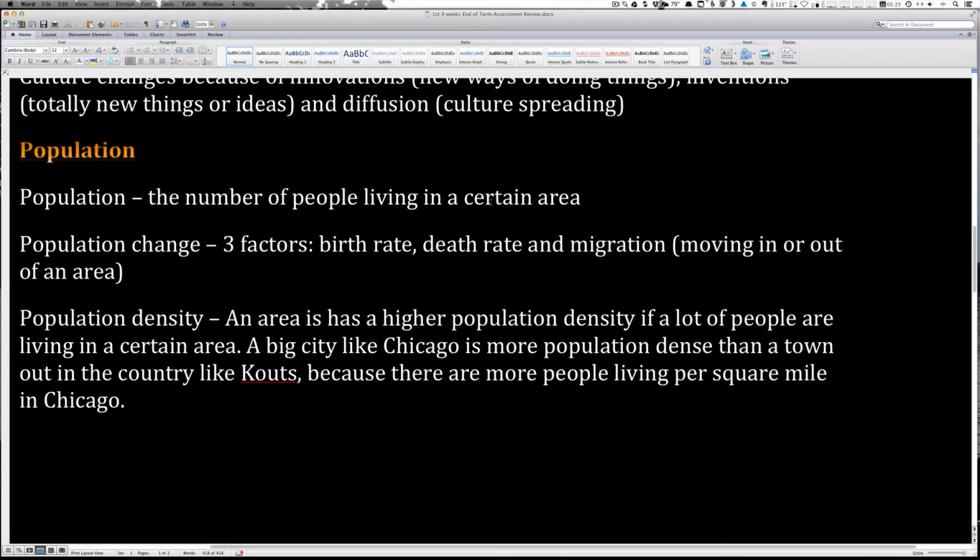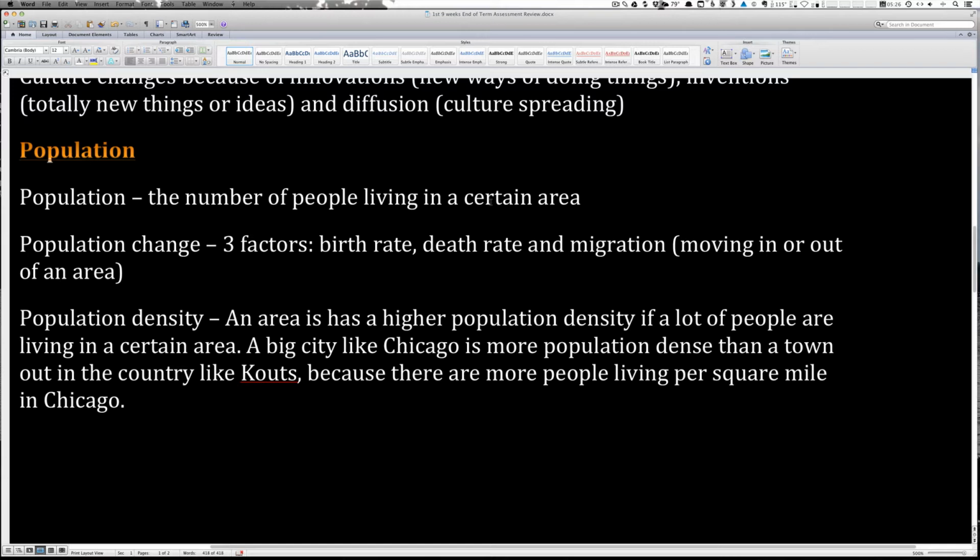Population changes. It constantly changes. And the 3 main factors are birth rate, how many babies are born in a certain area during a certain time period, the death rate, which is unfortunately the number of people that pass away, and migration, the idea that people are constantly moving in and out of different areas. Those 3 things together affect how populations change.